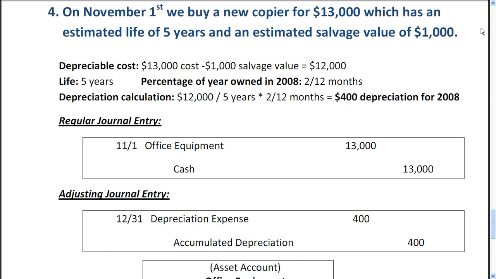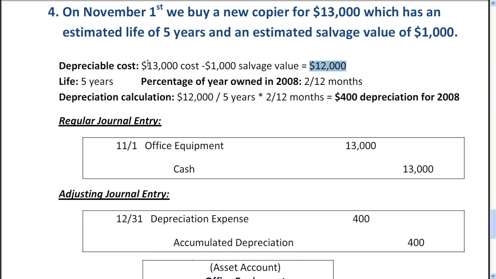So the first thing that we have to do is figure out how much of this copier we are going to write off each year. And how we do that is we take a look at the cost of the asset, and then we subtract something called salvage value. That is, after we're done with this asset, what do we estimate we're going to be able to sell it for? Someone is going to want a used copier and they would be willing to pay $1,000 for it. So we don't want to depreciate that away because that's the ending value that we'll have before we sell it. So $12,000 ends up being our depreciable cost, meaning how much we're going to write off.